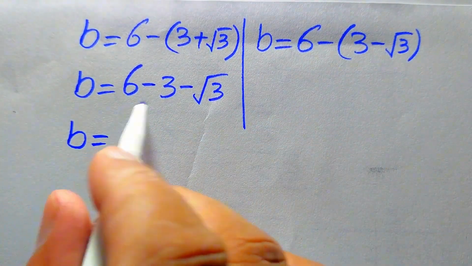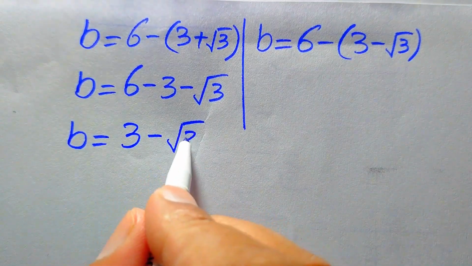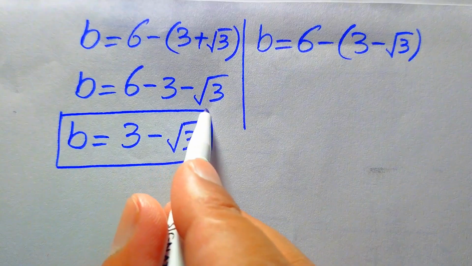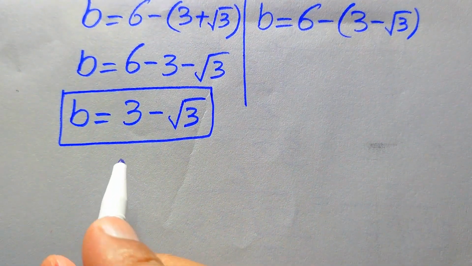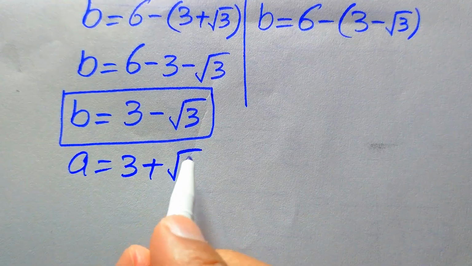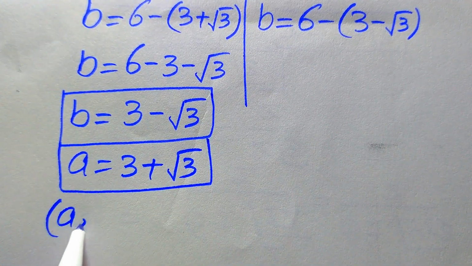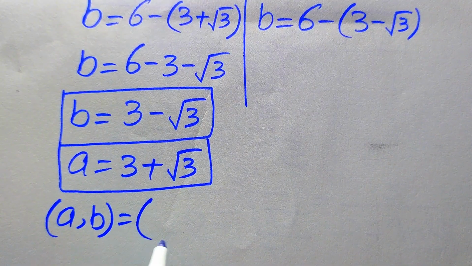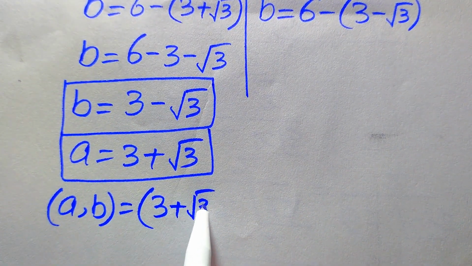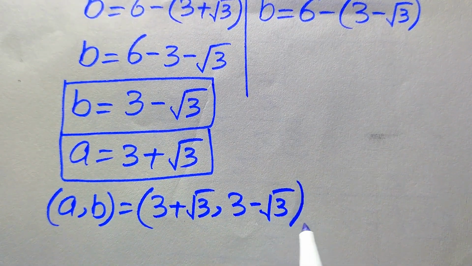So we get b is equals to 6 minus 3, and 6 minus 3 becomes 3 minus square root of 3. So this is the value of b corresponding to the value of a is equals to 3 plus square root of 3. So this is the first ordered pair of roots which we get here from this method. So we have, this is 3 plus square root of 3 and 3 minus square root of 3.